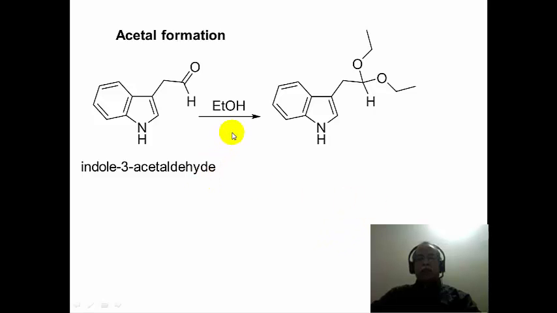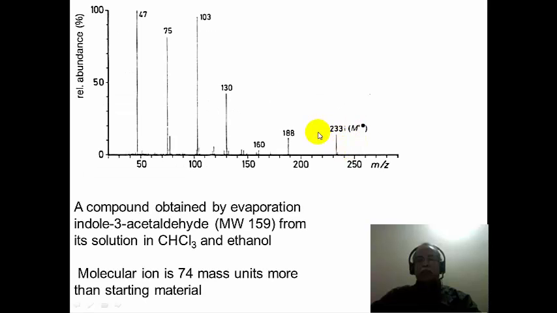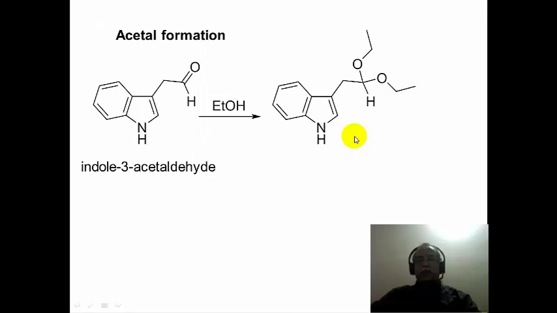Aldehydes react with alcohol to give acetal as the product. So the most likely reaction is that indole 3-acetaldehyde reacts with ethyl alcohol to give the diethyl acetal of indole 3-acetaldehyde. Now the molecular weight of this compound corresponds to 233. It matches with the molecular weight of the substance that is shown in the mass spectrum of this compound. So let us see if the fragmentation pattern of this compound also matches with the peaks that are seen in the mass spectrum.